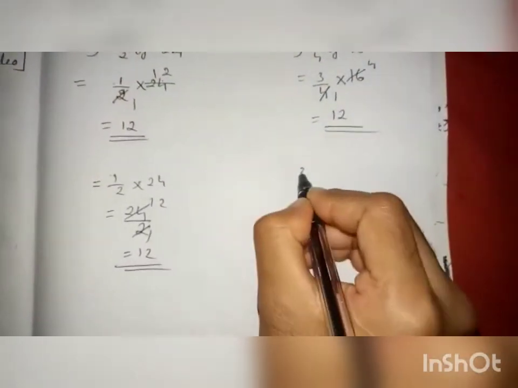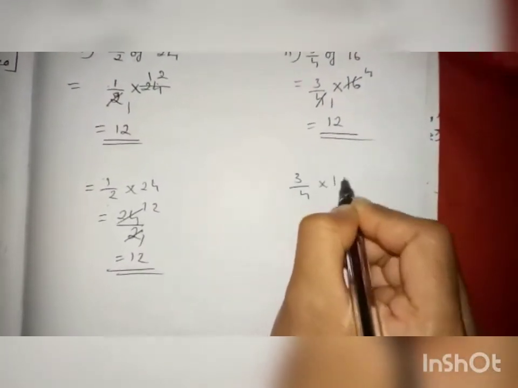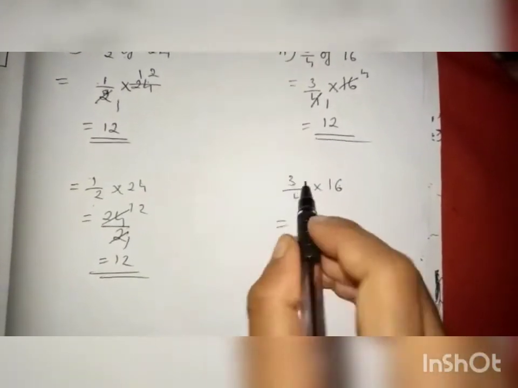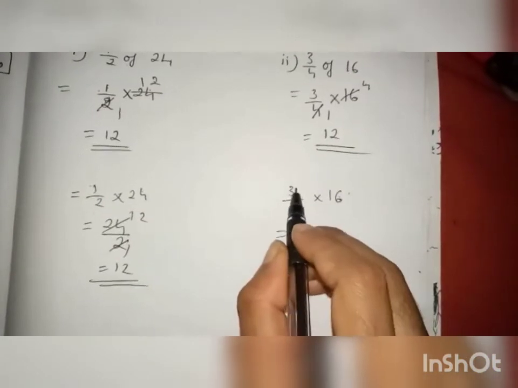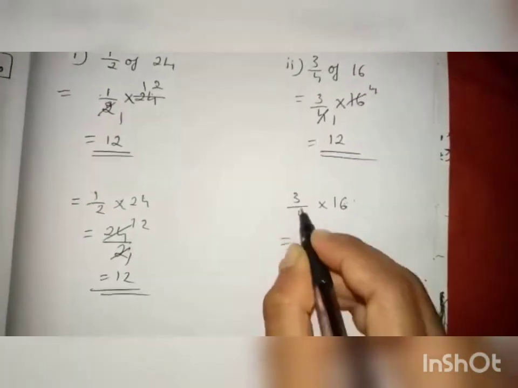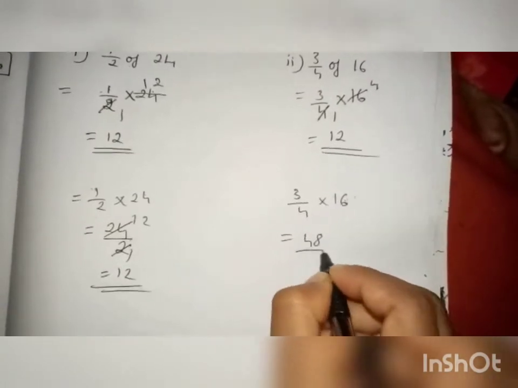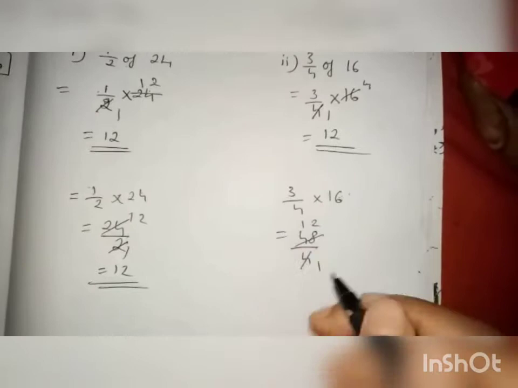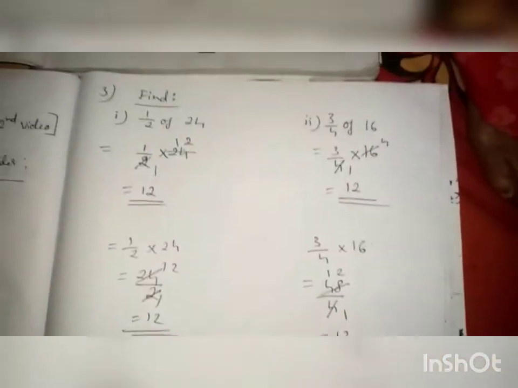For this also you can do it. 3 by 4 into 16, right? First you have to multiply it. 16 into 3. 3 6s are 18. Then 1 carry. 3 1s are 3, plus 1 is 4. So 48 by 4. Then 4 1s are 4, 4 12s are 48. So the answer is 12.